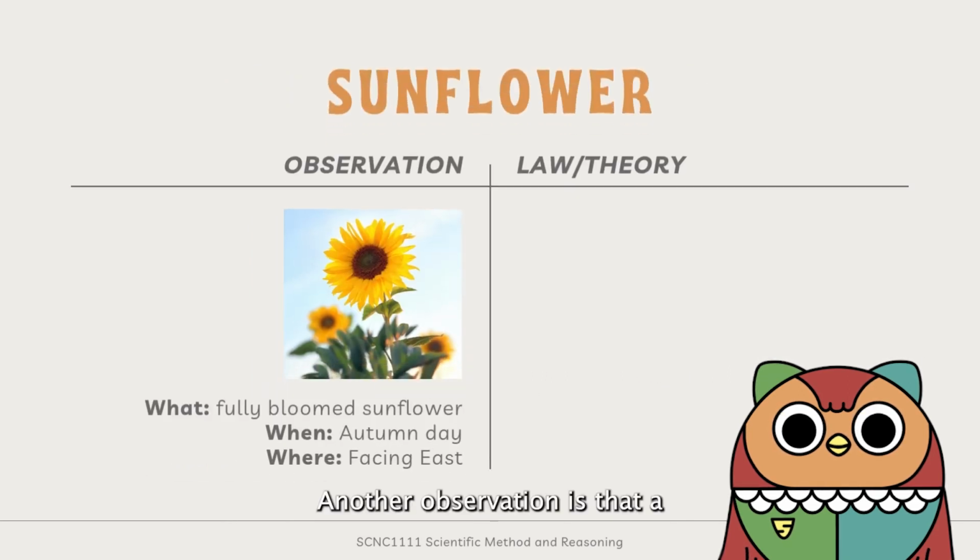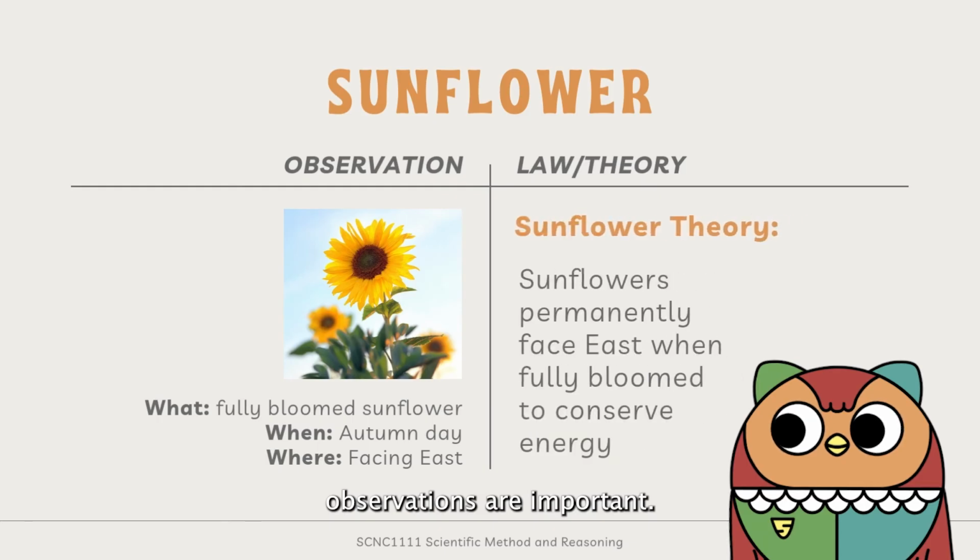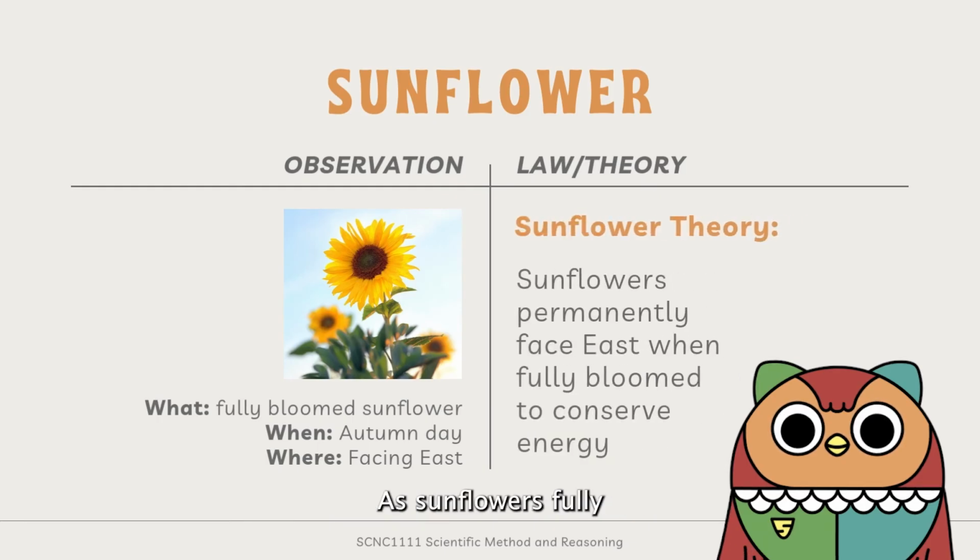Another observation is that a fully bloomed sunflower faces east despite the setting sun in the west on an autumn day. Really? I thought sunflowers were known for their daily dance following the sun from east to west to maximize photosynthesis. This is why time and place in our observations are important. As sunflowers fully bloom and grow heavier with seeds in autumn, they will permanently face east to conserve their energy.